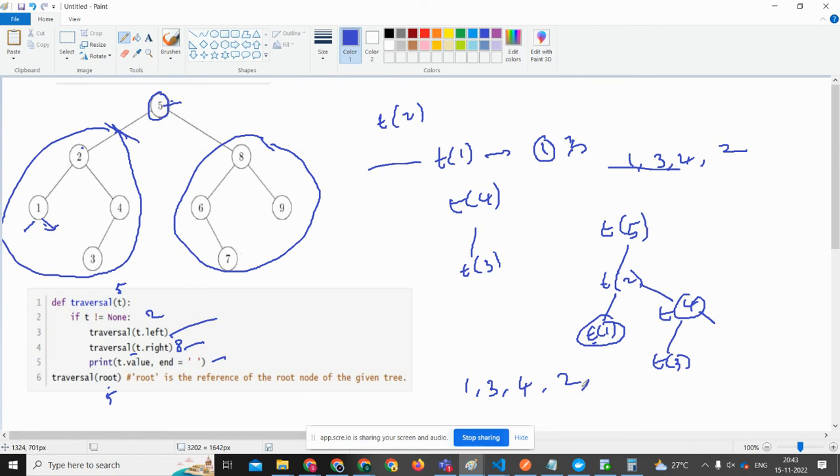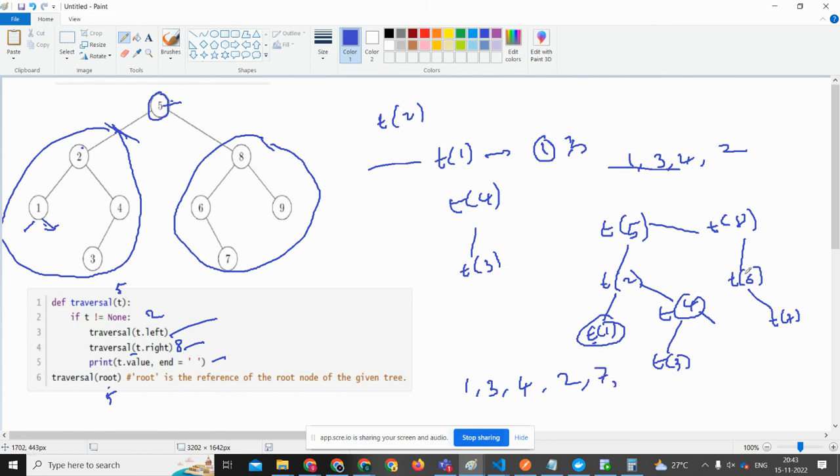Go ahead. Then 8. Are you supposed to print 8? No. T of 8. Then we explore the left part T6 and then T7. We don't have anything on the left of T6. Then we go to the right of T6, which is T of 7. We don't have anything there. Then we print 7.